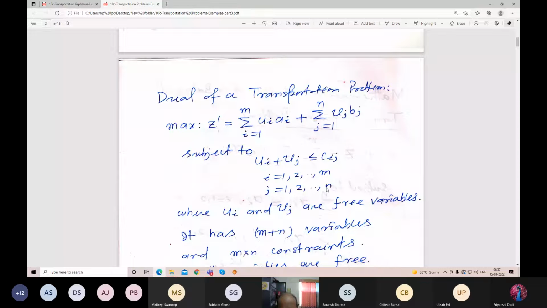So altogether, how many such constraints are available? How many such constraints are available? Who can say?